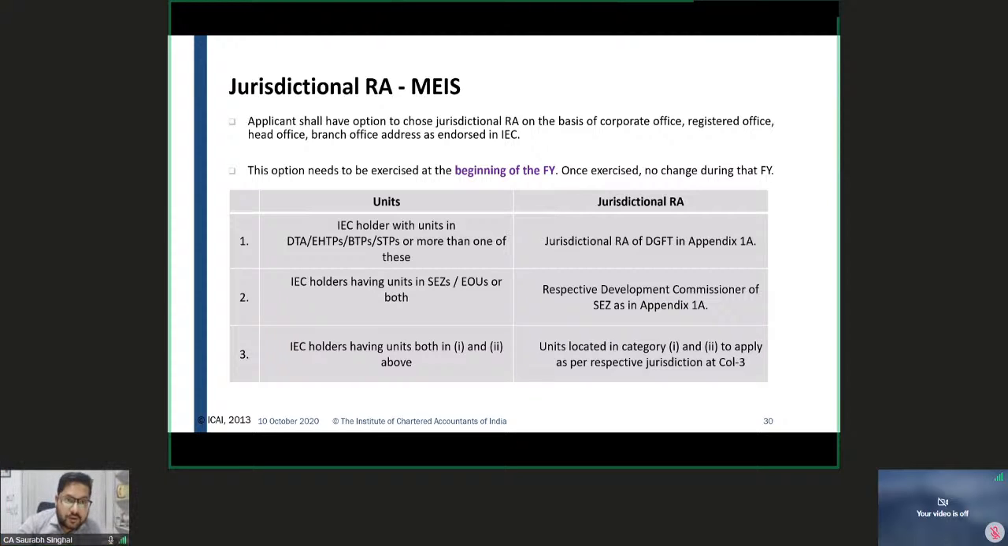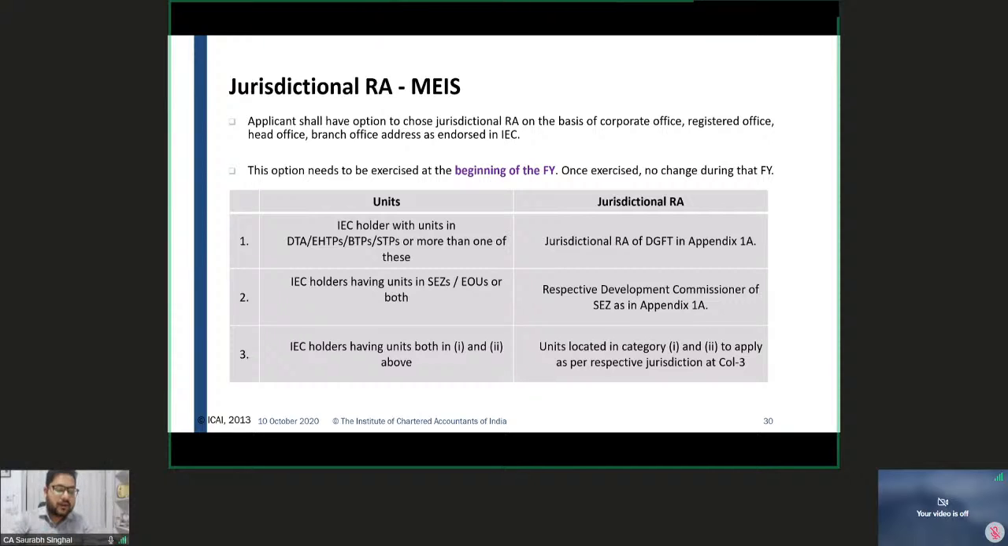Suppose I am an IC holder and I also have a unit in SEZ and I also have a unit in EOU. Then my jurisdictional RA will be the Development Commissioner of SEZ. Now you have to remember this.